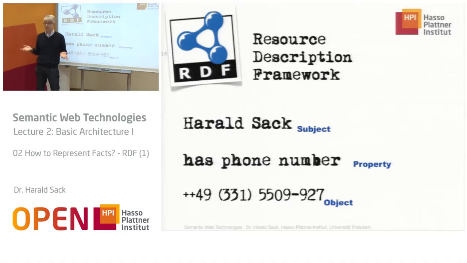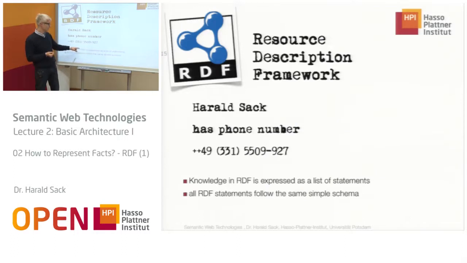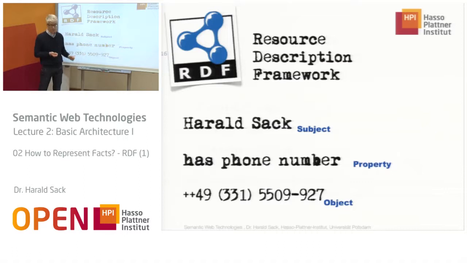So, let's come back to the example that we had in the beginning. There I have the phone number that you can see here. And this is a simple sentence. And of course, I am the subject. This here is a predicate or property. And this here denotes an object. So, knowledge in RDF is simply nothing else than a list of statements that are expressed in this way. And all these statements follow a pretty simple schema. It's the schema of subject, property, and object.